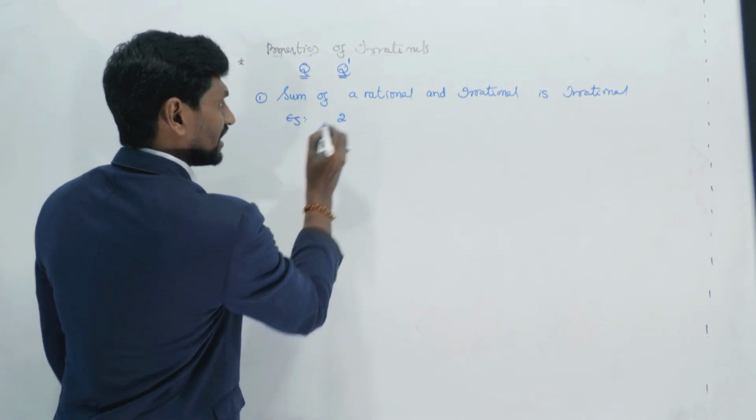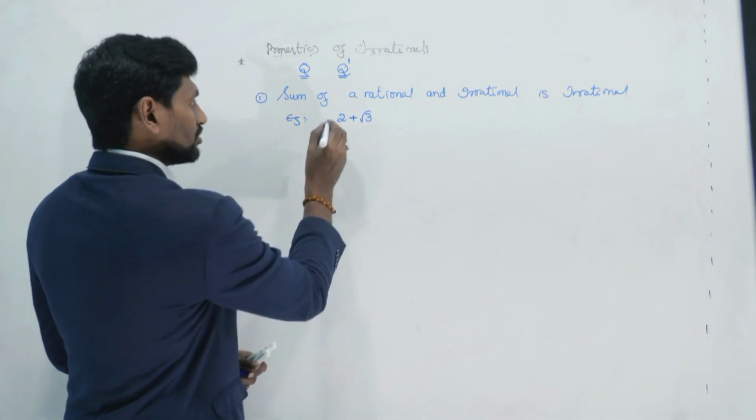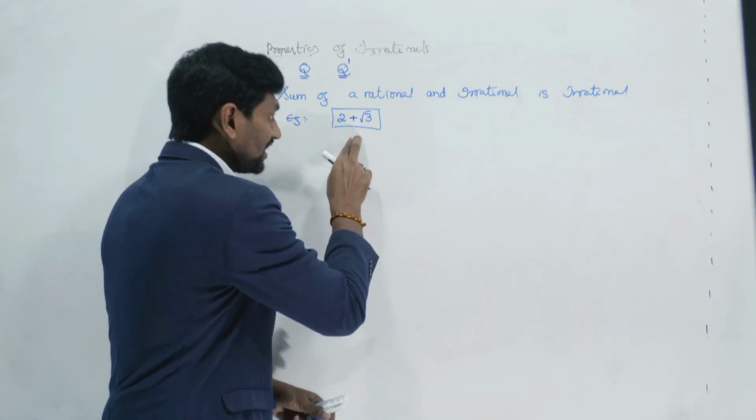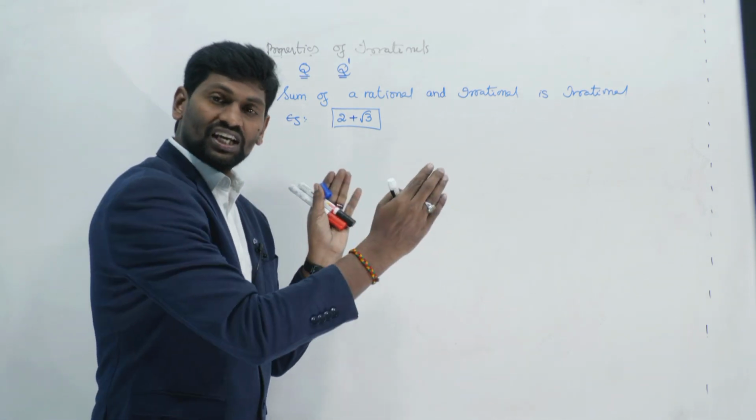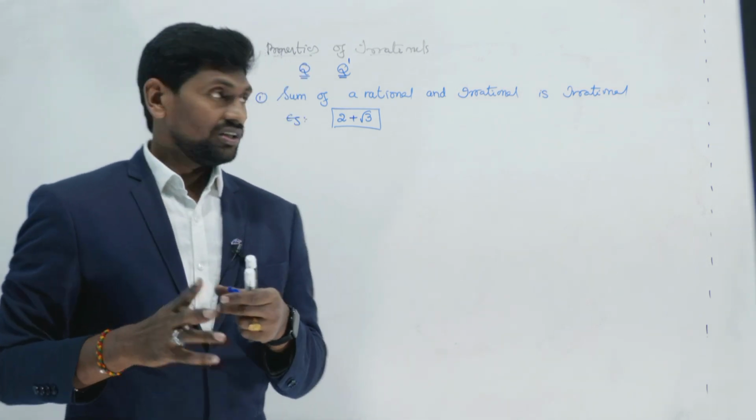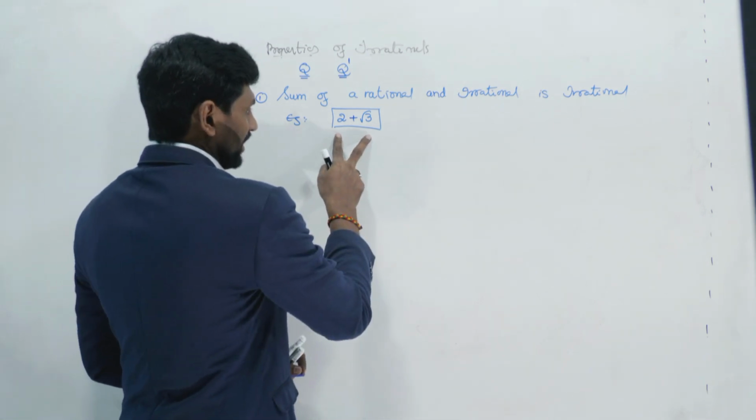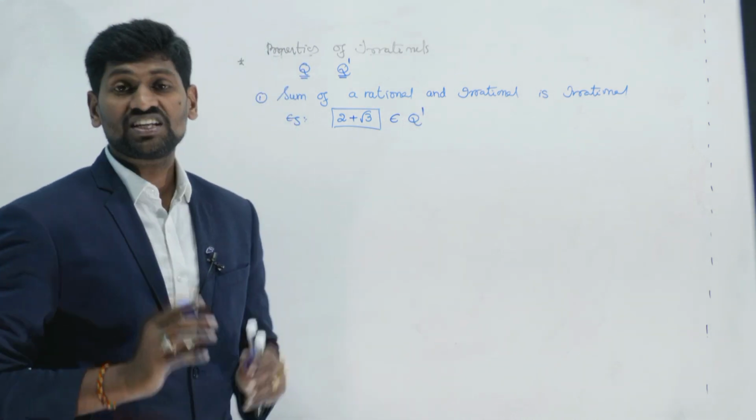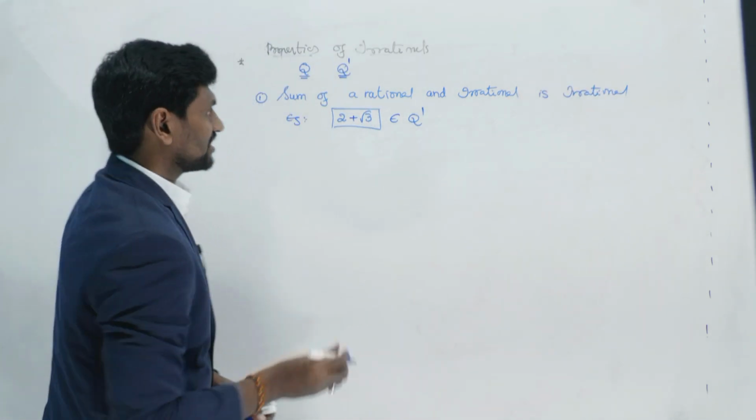Example, 2 is a rational number plus root 3 is an irrational number. So 2 plus root 3 is 2 plus root 3 itself, because we cannot add these two terms, as both are unlike terms. If both are rational numbers, we can add. If both are irrational numbers, we can add, but that also depends on their order. So 2 plus root 3 remains 2 plus root 3, so it becomes irrational. It belongs to Q dash. Q dash means irrational numbers.